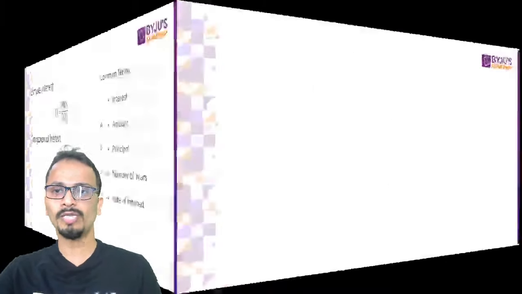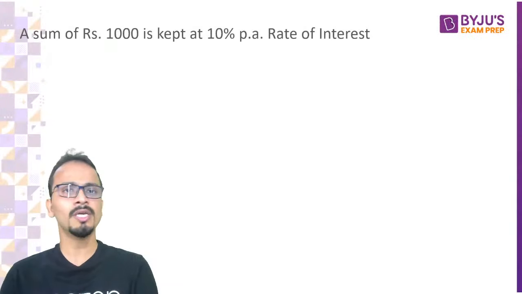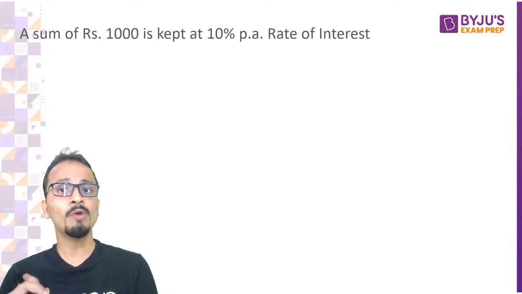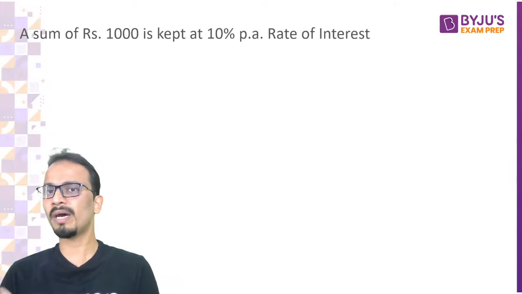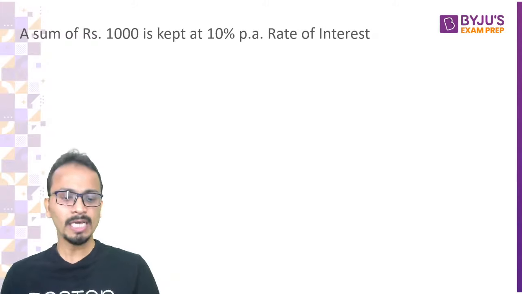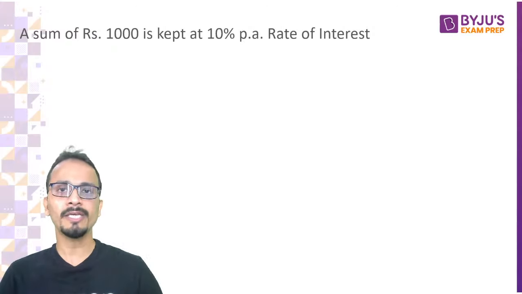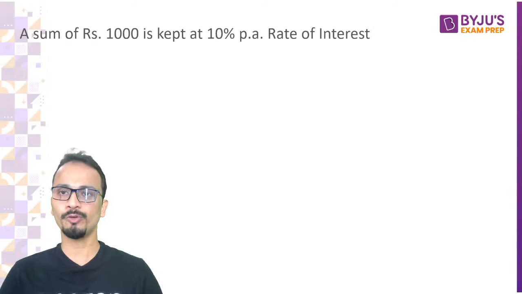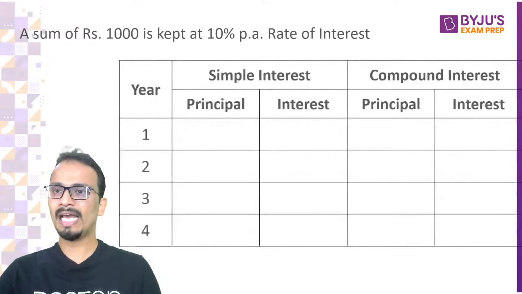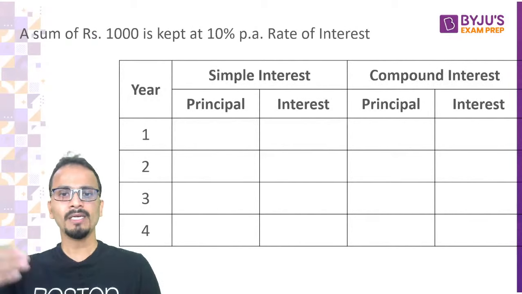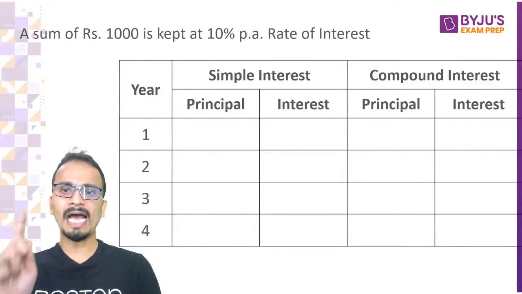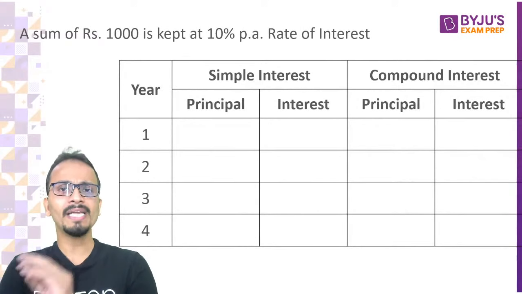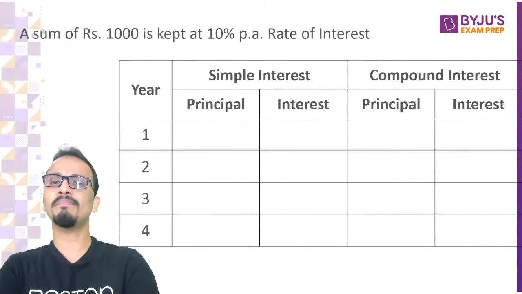Let's look at one of the illustrations where I've taken the sum or the principal as 1000, which is kept at 10% per annum rate of interest. Now I'll be elaborating this particular thing from the simple interest as well as the compound interest point of view. So I have made a table for 4 years, and it has both simple and compound interest. Now let us go behind the concept of simple and compound interest.